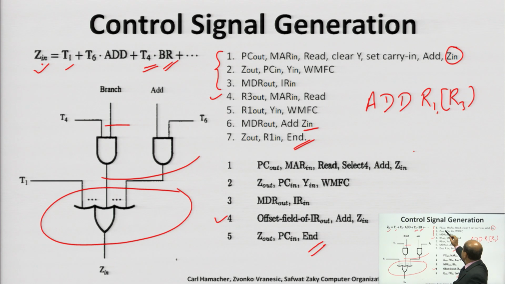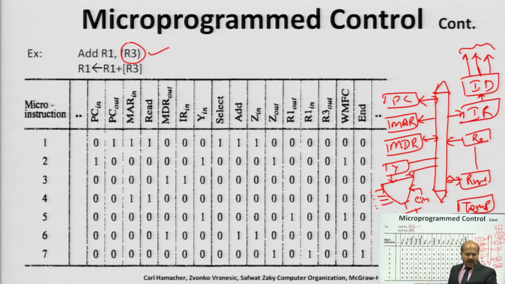In the first step you can see the PC out, MAR in, read, clear Y, set carry in, add and Z in. So, these components are instructed through control signals. Accordingly, they are assigned the bit 1. PC out is assigned as 1, MAR in is assigned as 1, the read signal was there, that is why it is 1, and select, add and Z in signals are assigned as bit 1.